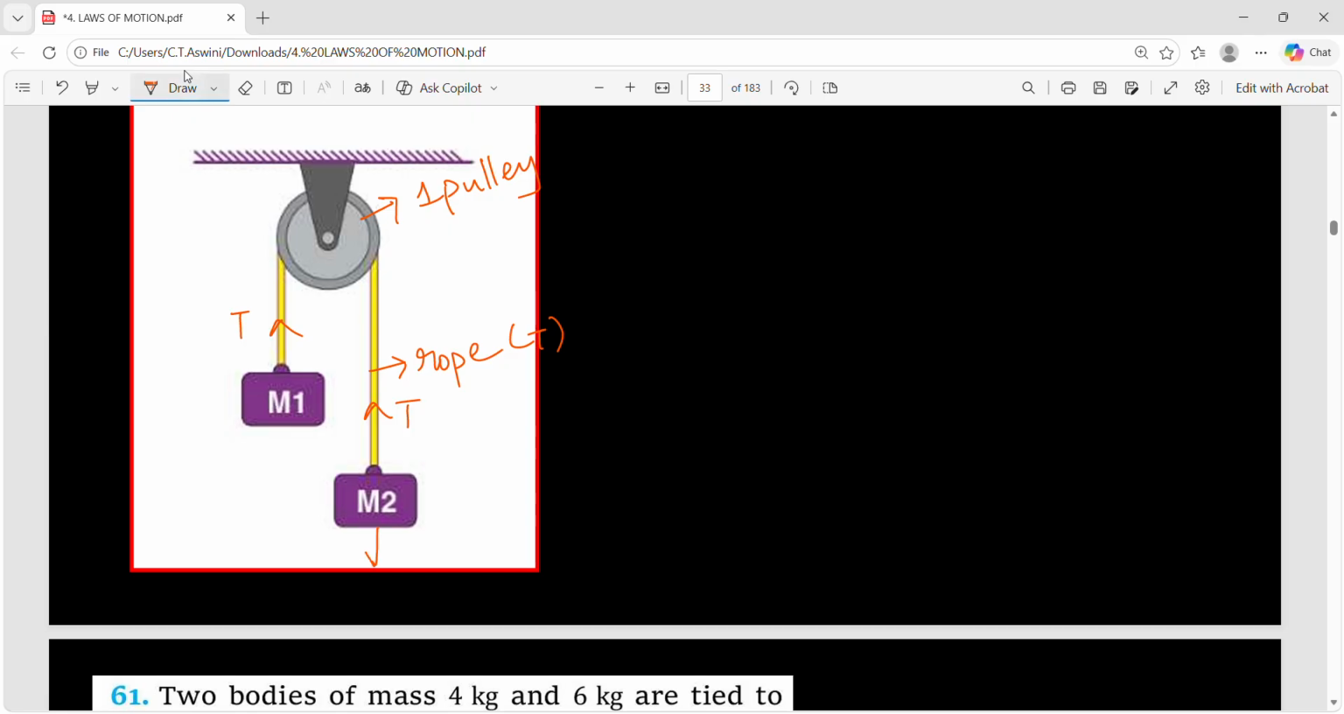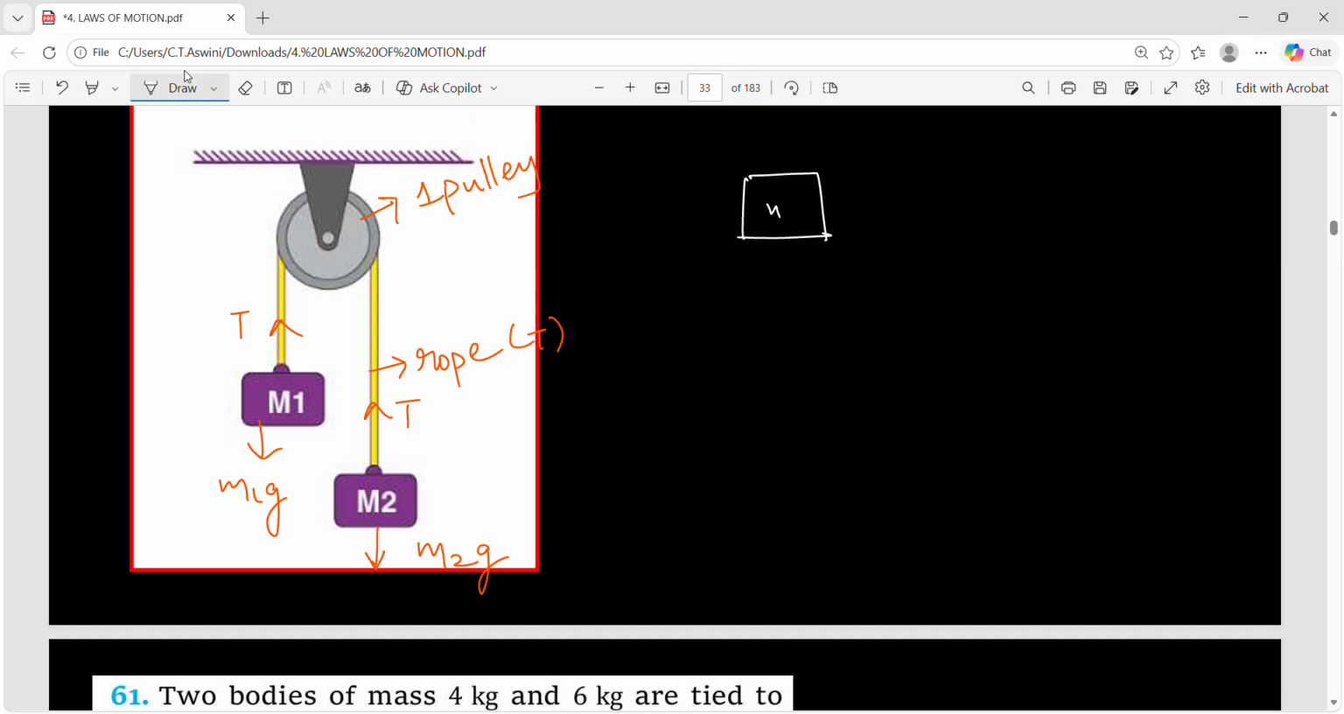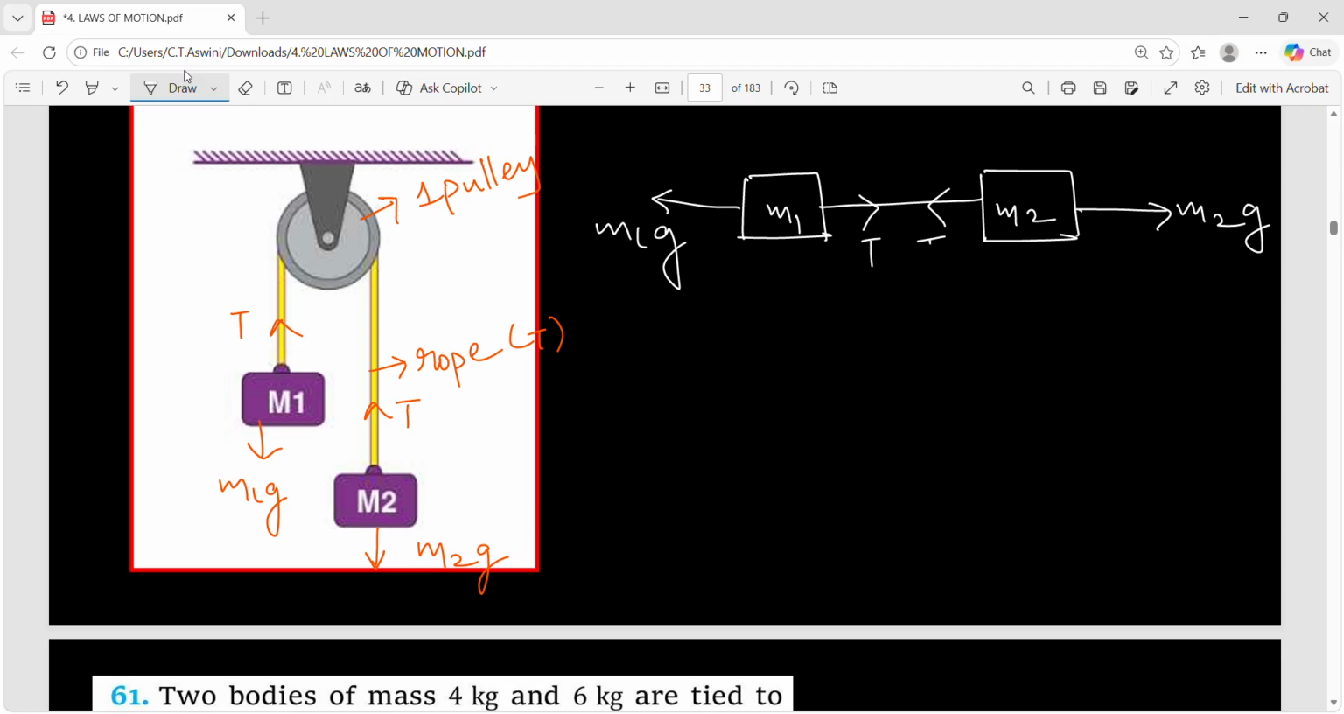And what are the other forces? Instead of external forces, we'll have the weight of the objects here. So weight here is mg, that means m2g. Here weight is m1g. So if I redraw this diagram, m1 body is connected with a rope to m2 body. So on this side we have m2g force, and on the left side we have m1g force. In between, away from it tension, away from it tension. See, this is how the diagram is, right? So in between we have a pulley, fine.